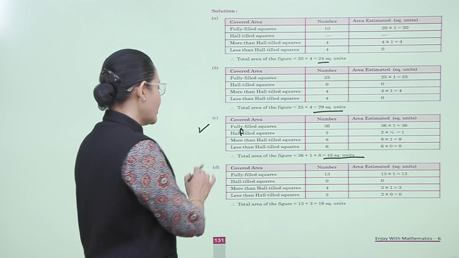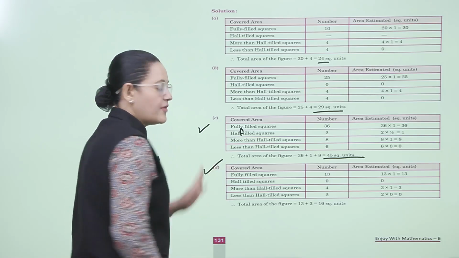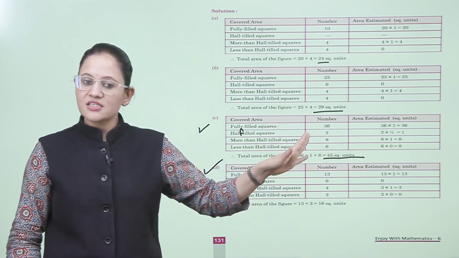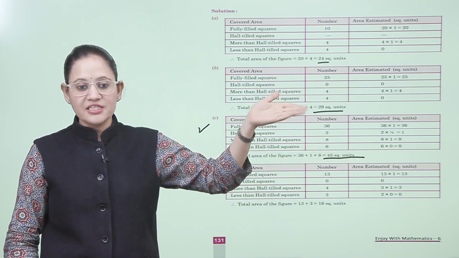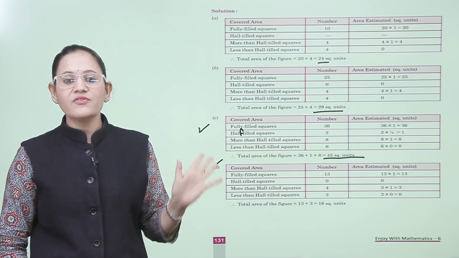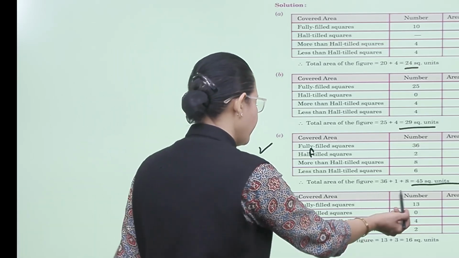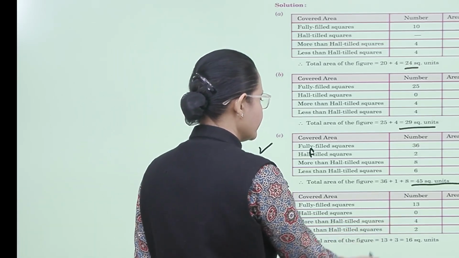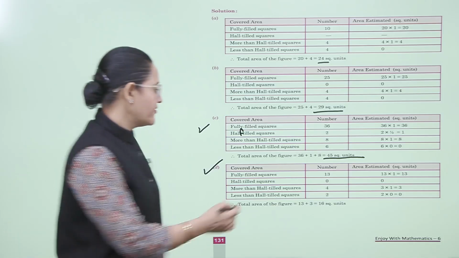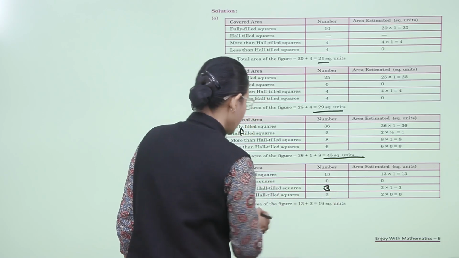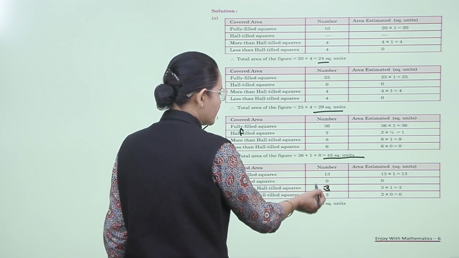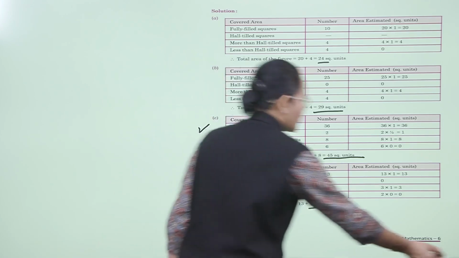Clear? Now in figure D, fully filled squares are 13, half filled squares are 0, more than half is 3, and less than half filled is 2. So we will ignore the less than half. So the area is 13 plus 3, 16 square units.